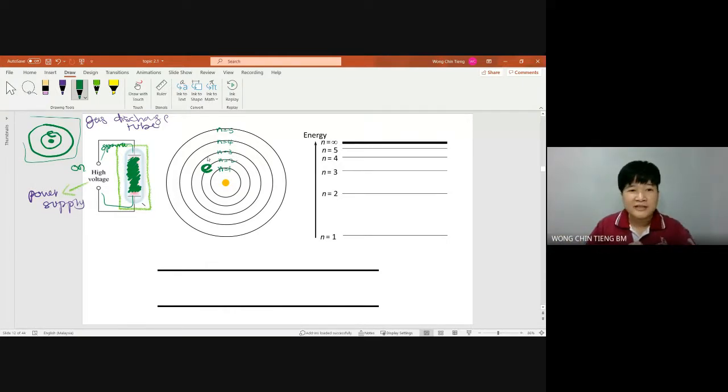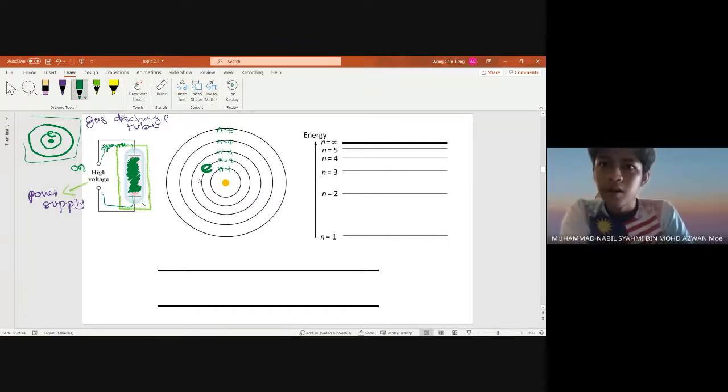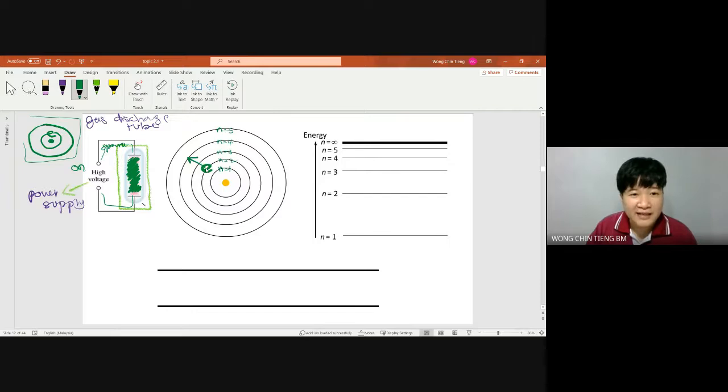Nabil, your choice. Nak naik sampai mana? N equal to 4. Nak naik sampai N equals to 4. Alright, malah nak naik tangga lah tu. So, kita pun naik sampai N equals to 4. Fine, my electron goes up. Okay? Go to a higher energy level.